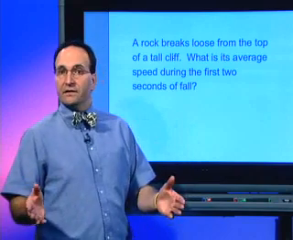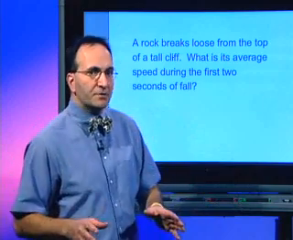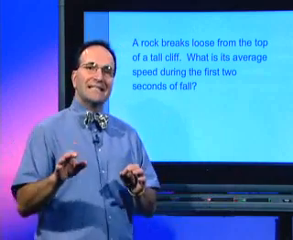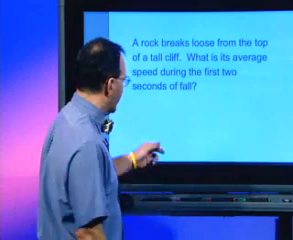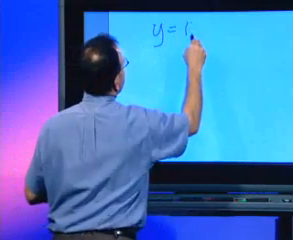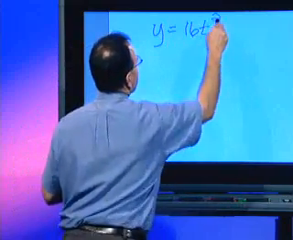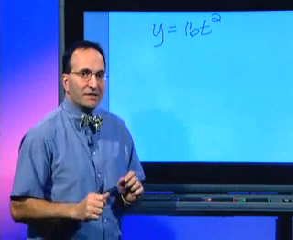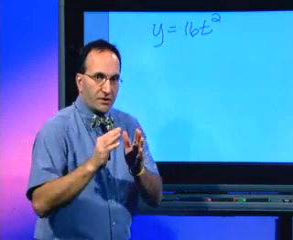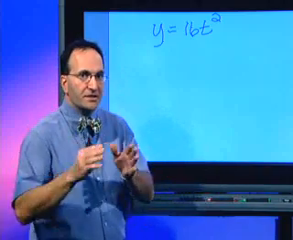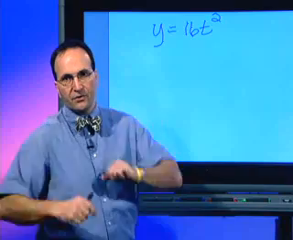The equation for the free fall of a dense object close to Earth is y equals 16t squared. So y equals 16t squared. Now, what we need is the distance, which is the change in y, delta y, covered in the change in t, delta t, or in this case, it's 2 seconds.